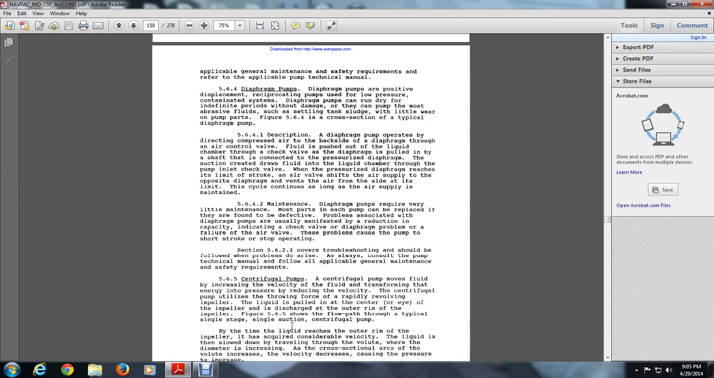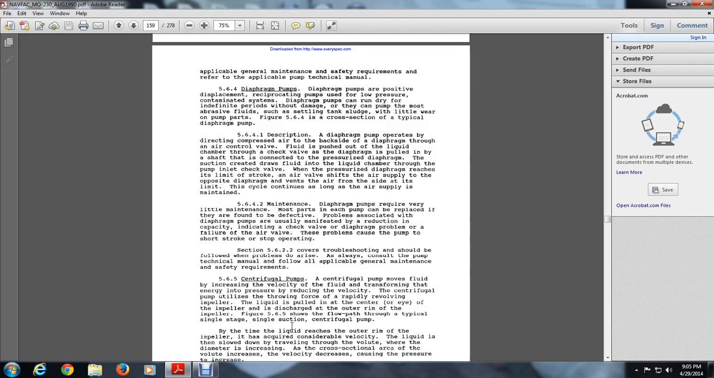5642 Maintenance. Diaphragm pumps require very little maintenance. Parts in each pump can be replaced if found defective. Problems associated with the diaphragm pump usually manifest as reduced capacity, indication of check valve or diaphragm failure, failure of the air valve, or problems caused by the pump stroke being too short and stopping operation. Section 5622 covers troubleshooting and should be followed when problems do arise. Always consult the pump technical manual. Follow all applicable general maintenance and safety requirements.